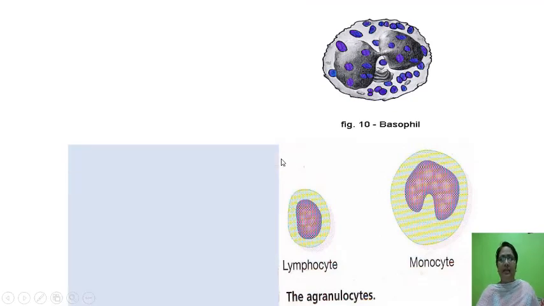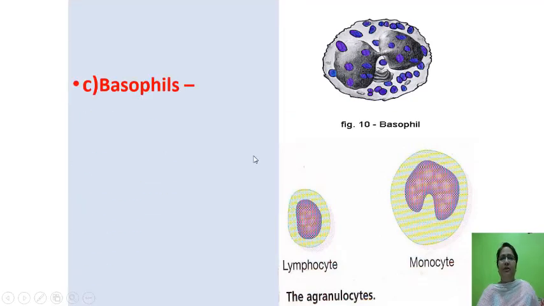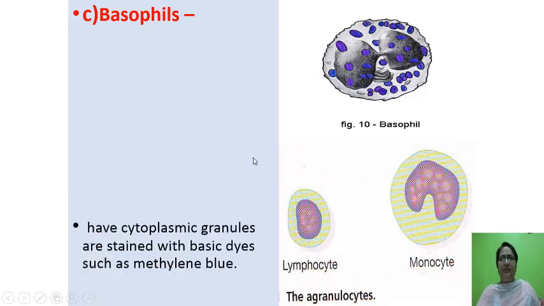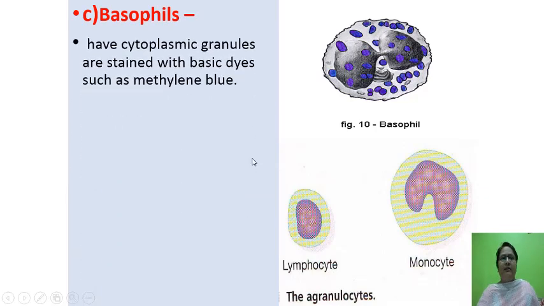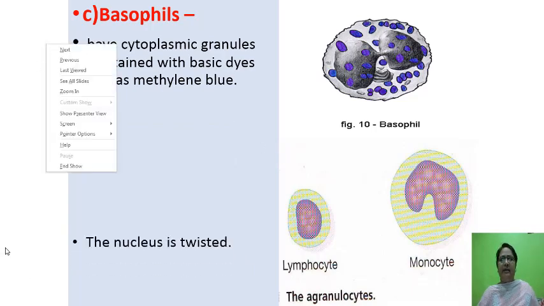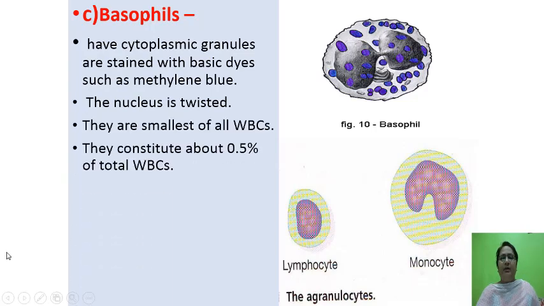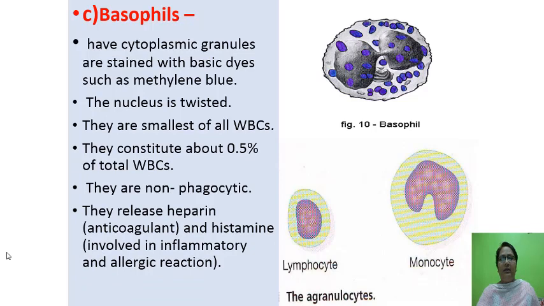Then the next cells are basophils. Can you see this colorful diagram of basophils? They have cytoplasmic granules which are stained by methylene blue. Therefore they show a blue color. The nucleus is twisted. Can you see the nucleus here? It is twisted. They are the smaller cells of WBCs. They constitute about 5.5%. They are non-phagocytic.